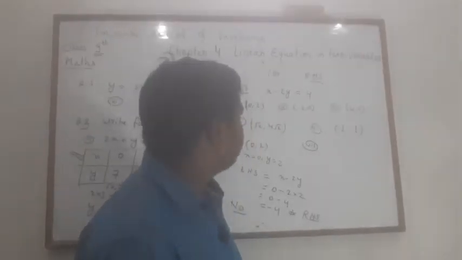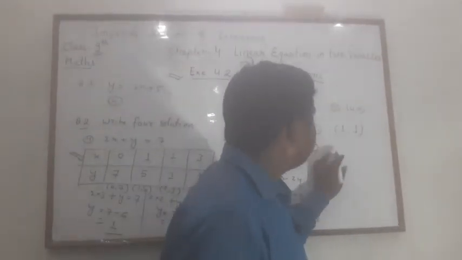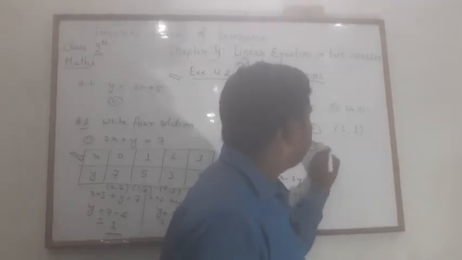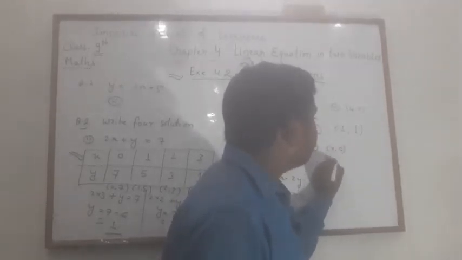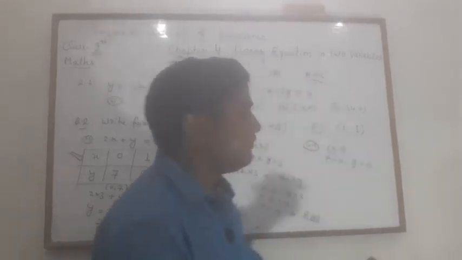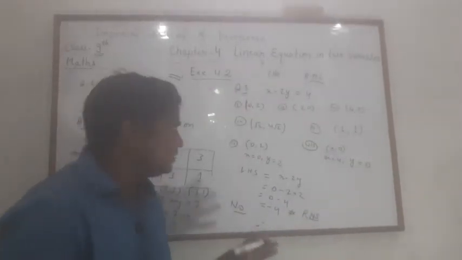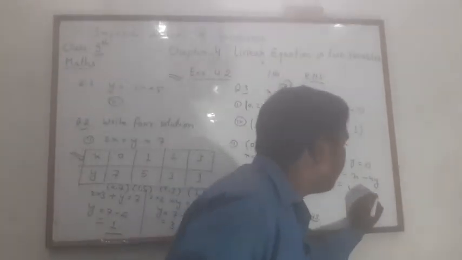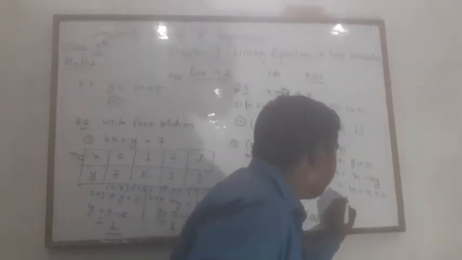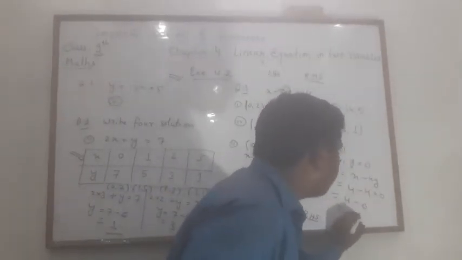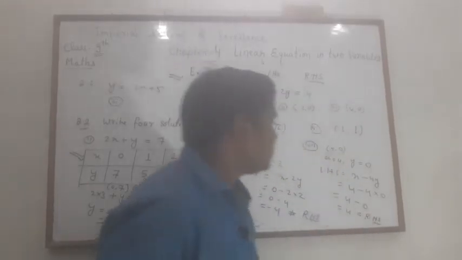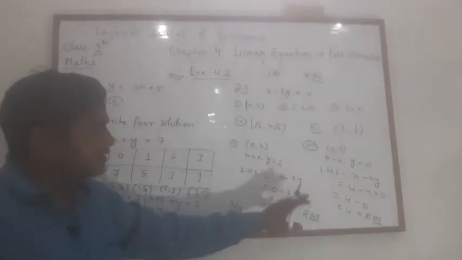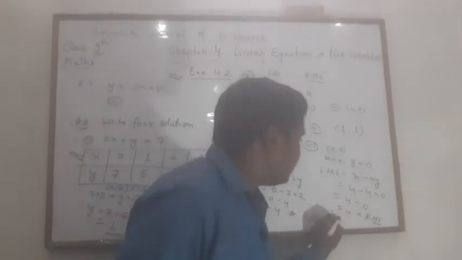See this third question. It is (4, 0). Here x is equal to 4 and y is equal to 0. Now what we will do? We will calculate LHS, which is x minus 2y. What is it? It is 4 minus 2 into 0. Now it will be 4 minus 0, which is 4, which is equal to RHS. So it means this is a solution. So we will write here yes.